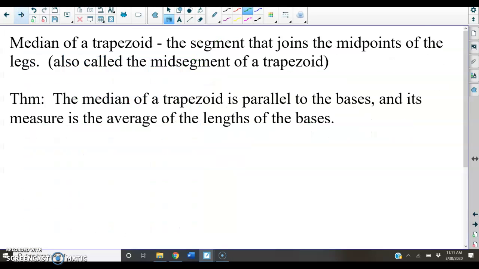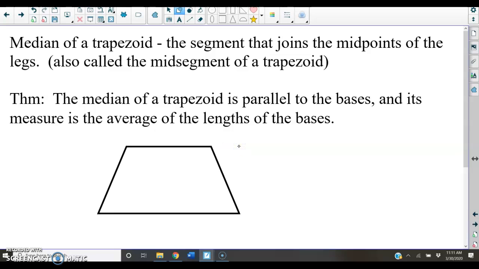The median of a trapezoid is the segment that joins the midpoints of the legs. Okay, so let me go back to a trapezoid. I like trapezoids. The median is going to take the midpoint of this side and connect it to the midpoint of this side. Now, my special tools allow me to draw isosceles trapezoids very quickly, but it doesn't have to be isosceles. So that is your median.